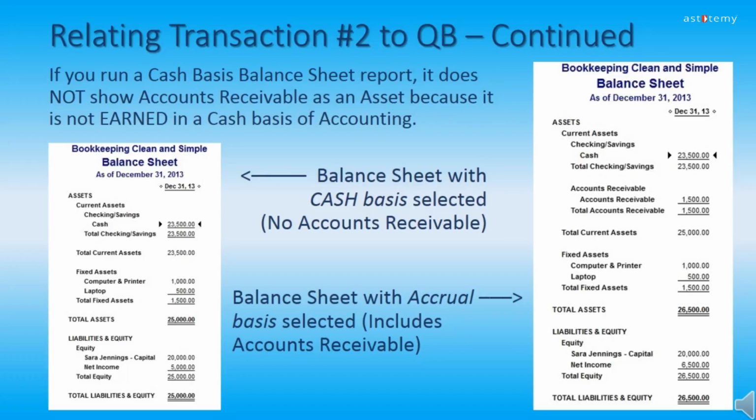So if you run a cash basis balance sheet report, it does not show accounts receivable as an asset because it is not earned in a cash basis of accounting. Whereas if you run a balance sheet with the accrual basis selected, it includes accounts receivable. Hopefully this makes sense to you. Now on with our next transaction.